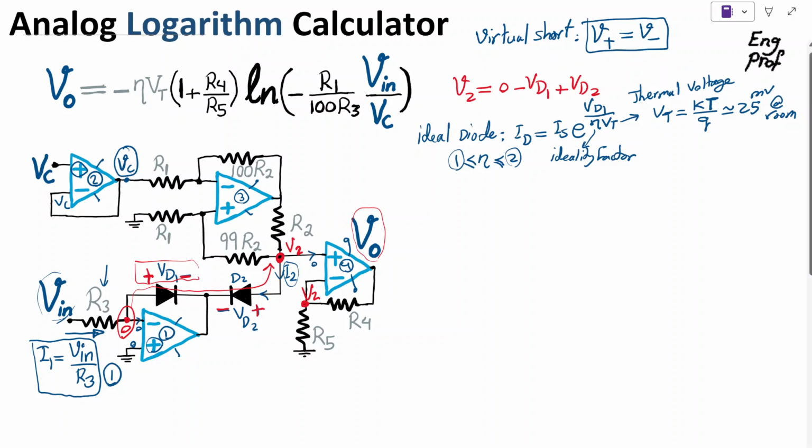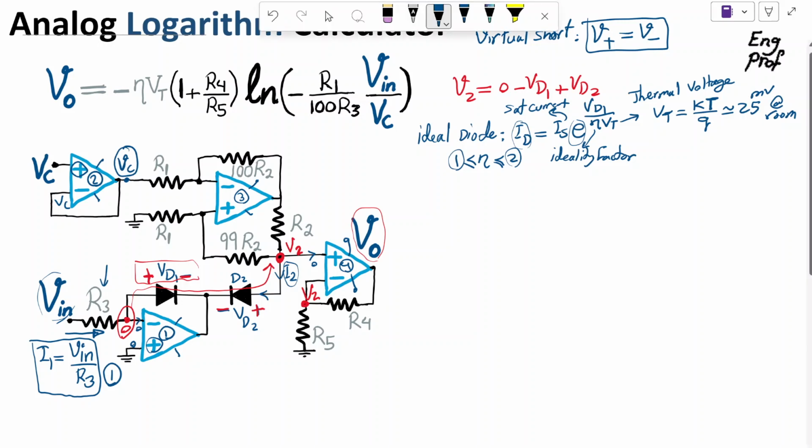Now, IS is the saturation current. It's a small current, but when multiplied by a large number resulting from this exponential function, you get a sizable current for the current of the diode, ID.